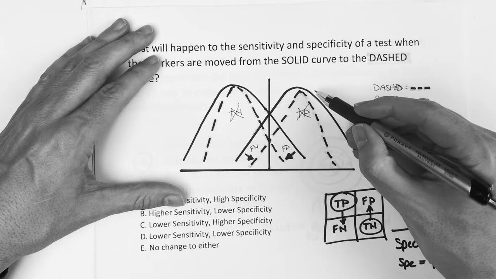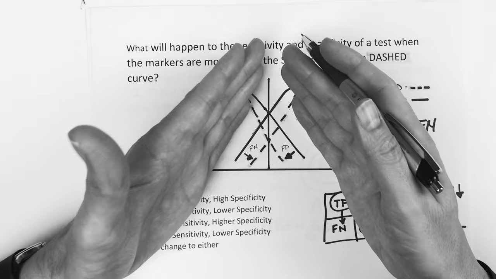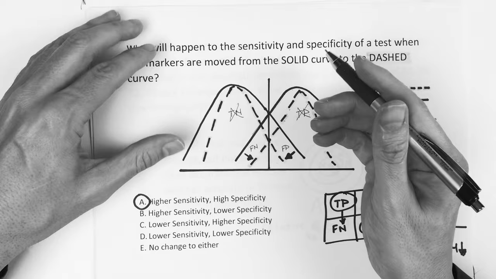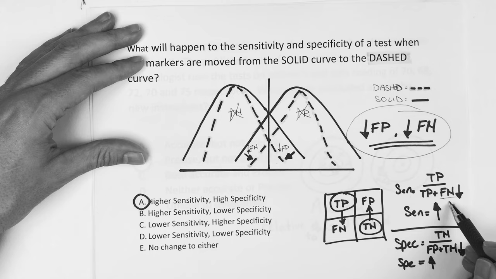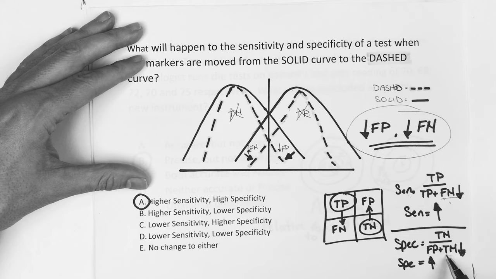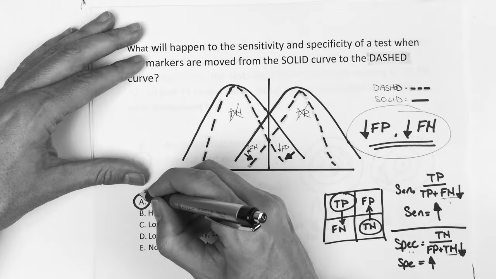That area in here went from here to here. It got smaller. So what happened to false positive area? Smaller. What happened to false negative area? Got smaller. So these guys got smaller. Well, if the denominator gets smaller, sensitivity gets bigger. If the false positive gets smaller, the specificity gets bigger. And that's why it's the answer choice A. Okay? Again, snapshot it. Mentally play that through your head.